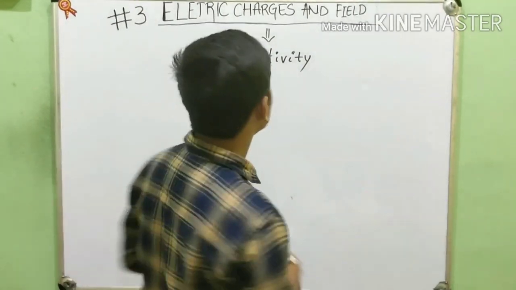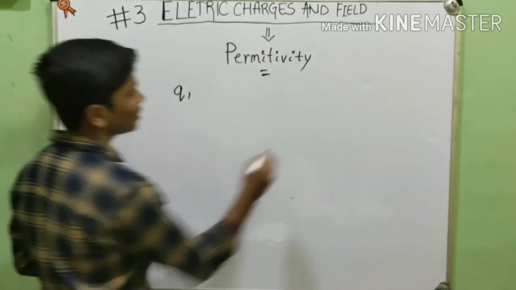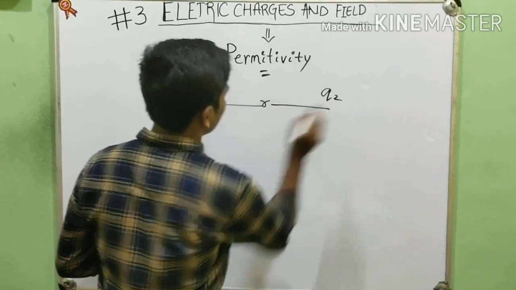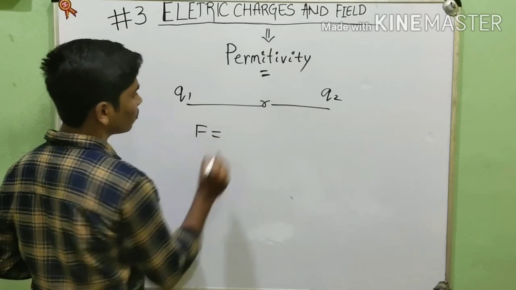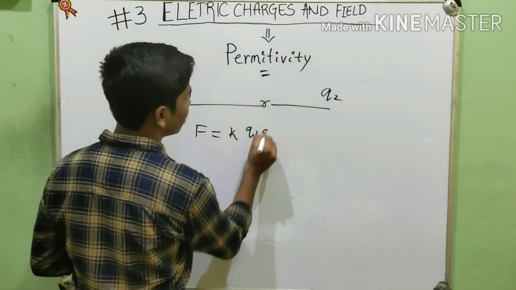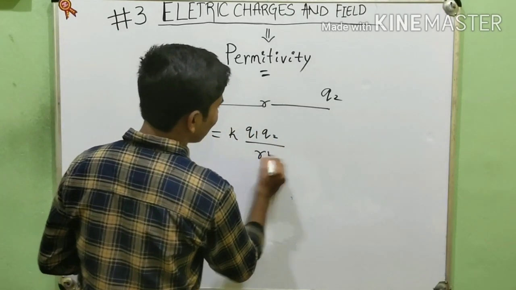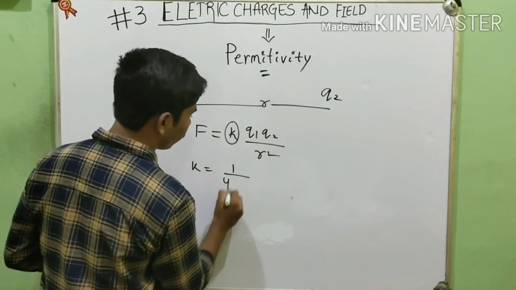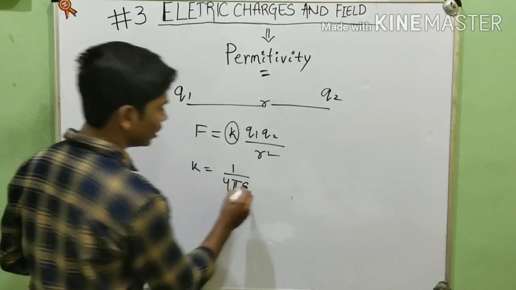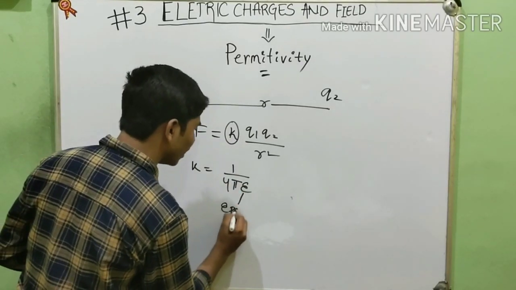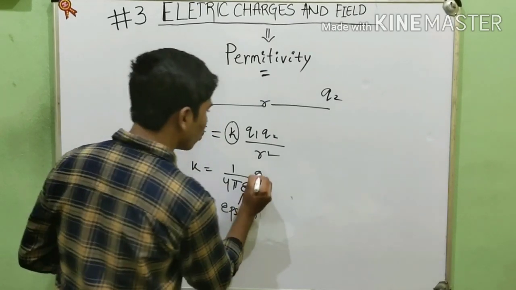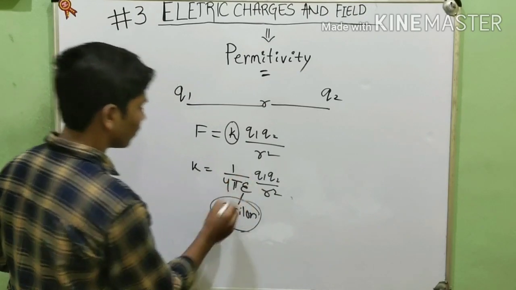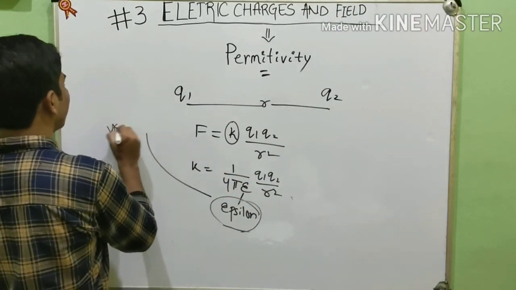I will make you understand: this one is the Q1 charge, this is the Q2 charge, separated by a distance R. What is the force according to Coulomb's law? K Q1 Q2 by R square. What is K? K is equal to 1 by 4 pi epsilon. This is not E, this is epsilon. This epsilon varies from different medium to different medium.